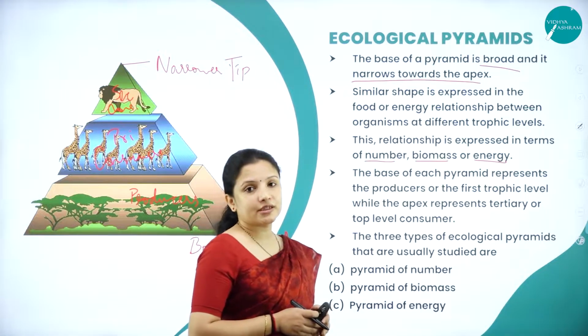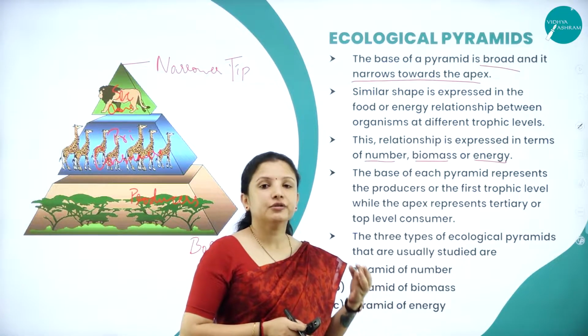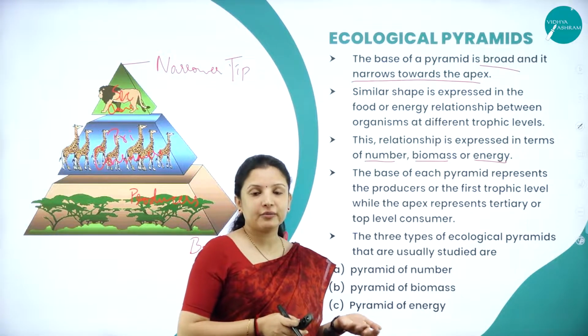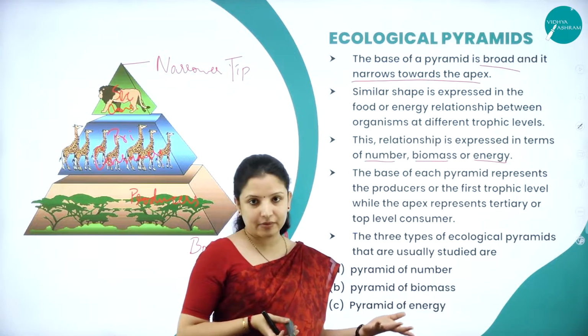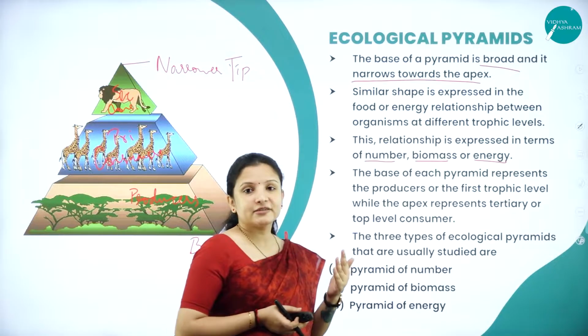And it can also be detected in biomass, that is the weight. Obviously, in weight also, the producers will be more. Why? Because they are more in number, obviously they will be more in weight. So based on weight also it can be found out, and based on energy.